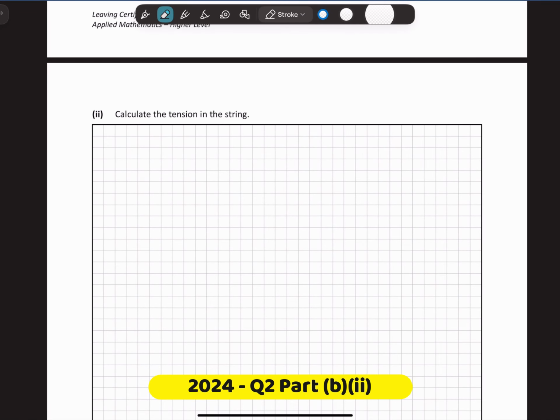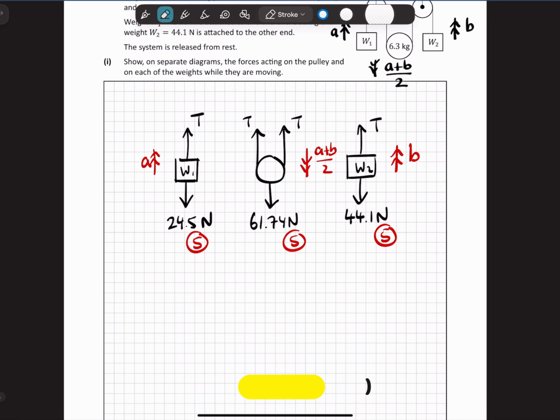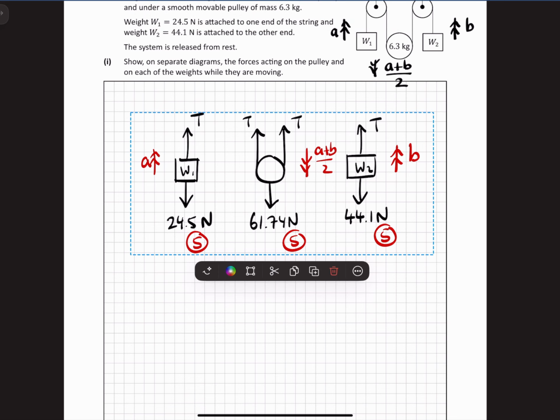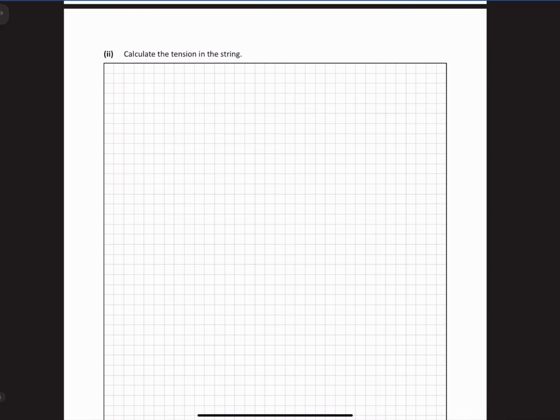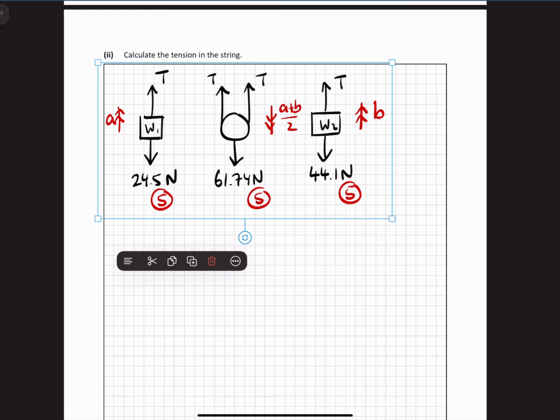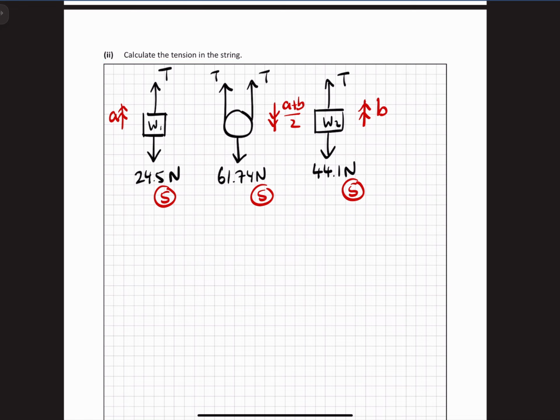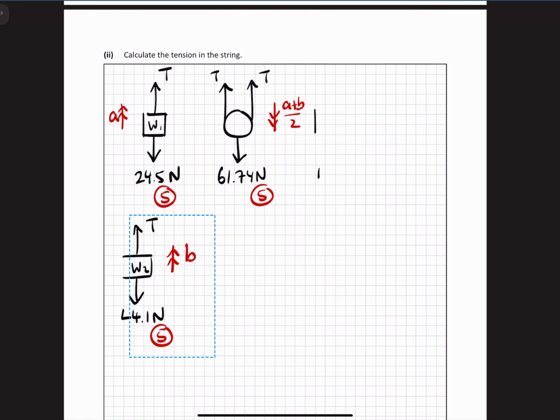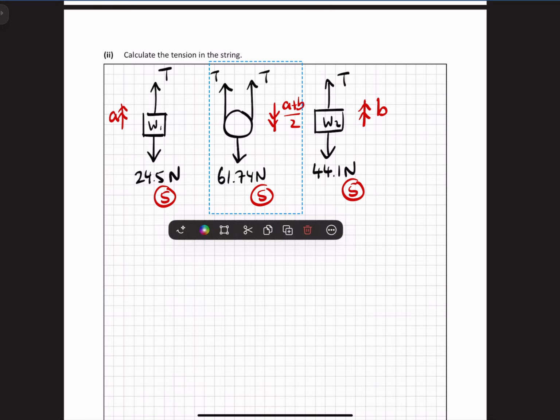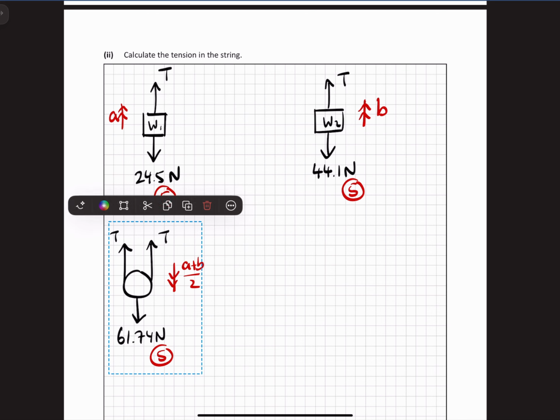Okay, so looking at part 2, calculate the tension in the string. What we're going to do is use our pre-existing stuff that we got here, and drop it down to here. So pasting it in, we're going to basically solve for each of the 3 different weights each time. Because I've done these a few times, I'm going to take out the middle one and do that last because that's got the more complicated bit of A and B.